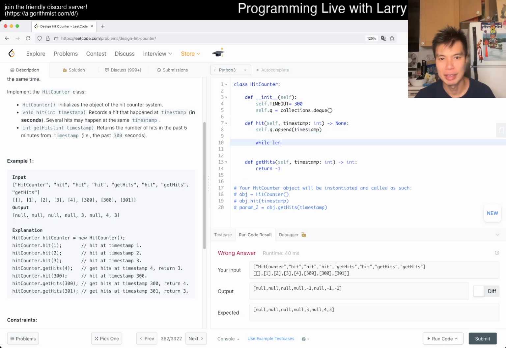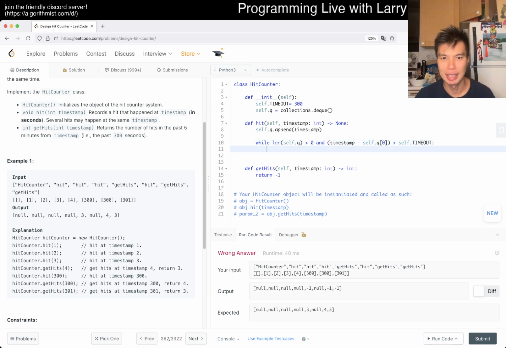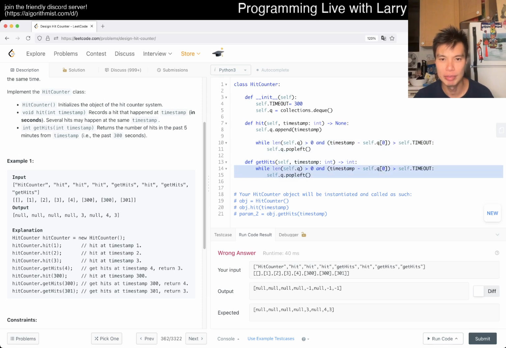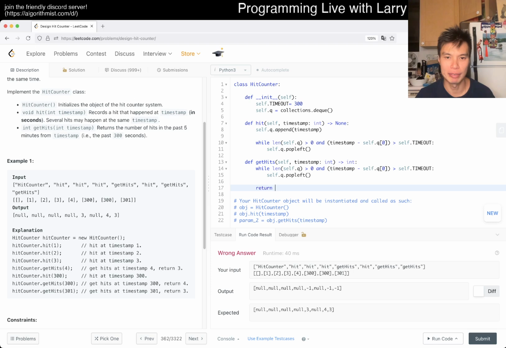It's fine, right? While the length of self.q is greater than 0, and self.q[0], which is the front of the queue, if timestamp minus this is greater than self.timeout, then we popleft, right? And that's pretty much it. We do the same thing here. Maybe we can put this in a decorator or something. But yeah, here we pop first, and then we just return the length of self.q, right?